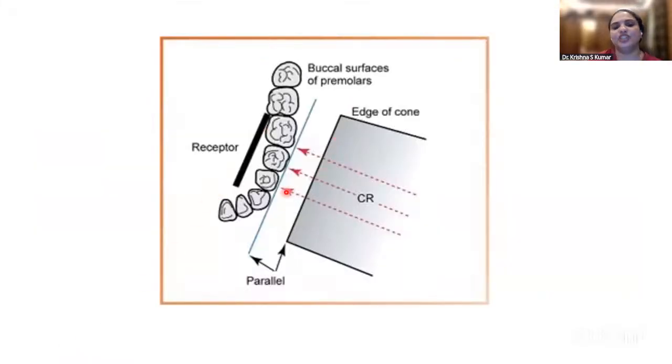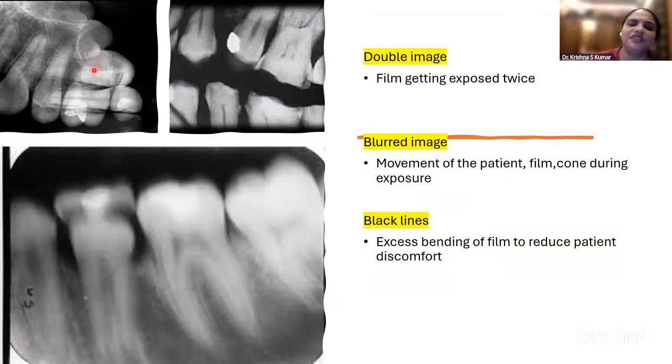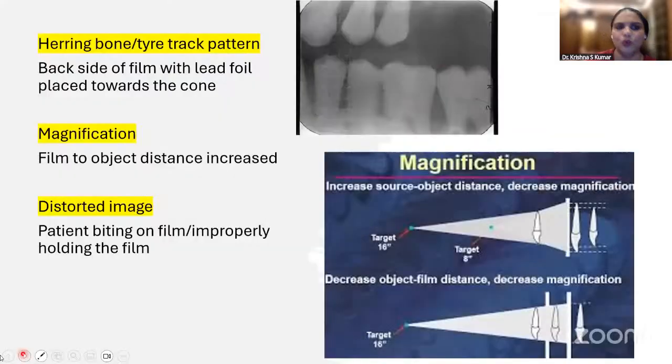The edge of the cone should be parallel to the buccal surface of the teeth. Then only will the central ray go through the interproximal areas of the teeth. Otherwise, there will be overlapping. Double image occurs when the film is exposed twice. A black line occurs when the film is bent. A blurred image occurs when the patient or the cone moves, or there is film movement. Herringbone pattern I have already discussed. Magnification occurs when the film to object distance is very high. The film to object distance has to be kept short to prevent magnification.